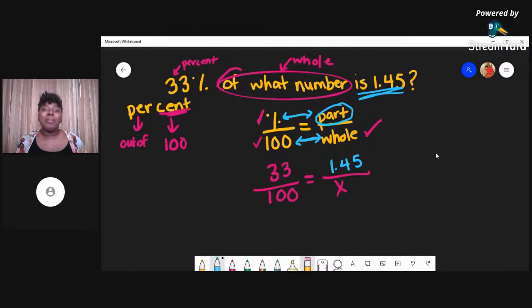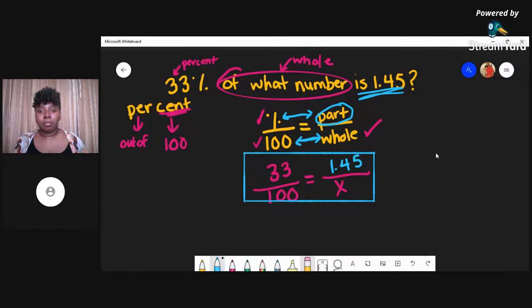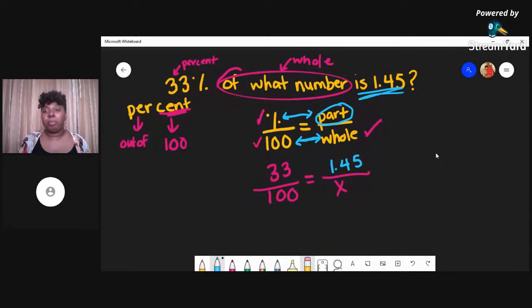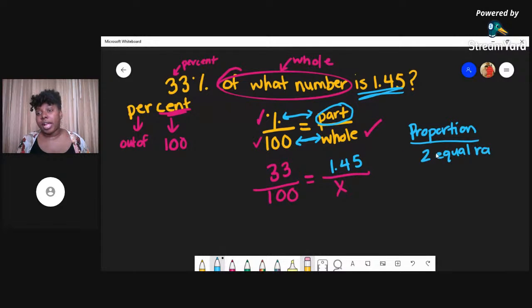All right. So now how would you solve this? Do you know what this is called? Two equal fractions or two equal ratios. Did y'all learn that yet? No, I don't think so. Okay, that's fine. So this is what we call a proportion. It's just a fancy word, but it just means two equal ratios, or two equal fractions. Ratios are fractions. So I'm going to show you one way to solve this. We cross multiply.